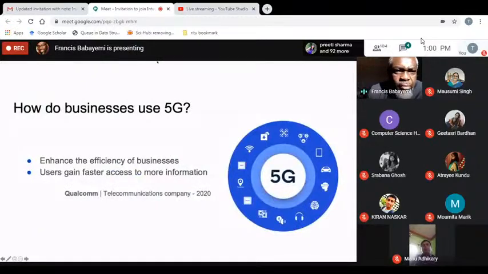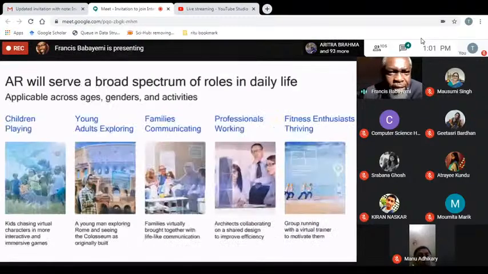Then the other thing is, how do businesses use this 5G? With high data and superior network reliability, 5G will have a tremendous impact on businesses. The benefits of 5G, it is said, will enhance the efficiency of businesses while also giving users faster access to information. Again, what do I mean by this?